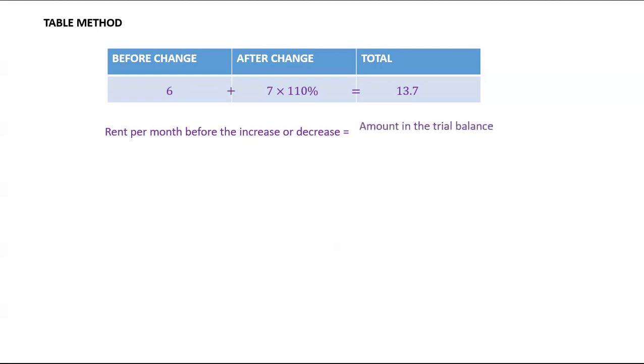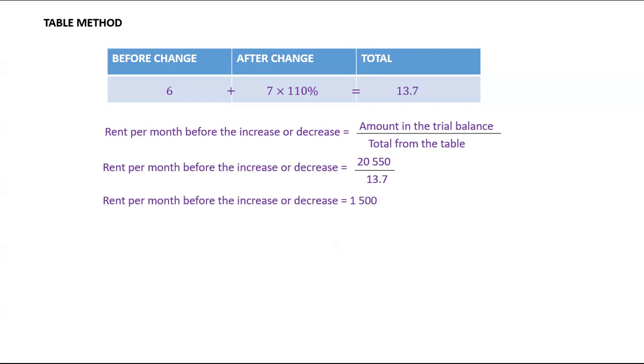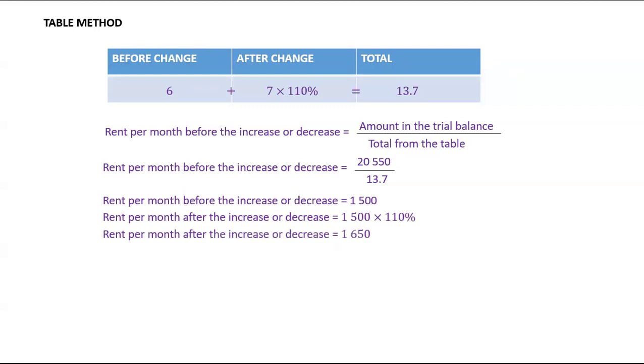You can use the table method. It's pretty much the same as what I did, even though I don't like it. Before the change, it was 6, obviously. After the change, it'll be 7 multiplied by 110%, which will give us 13.7 when you add them up. Then you're going to take the rent that you have in the trial balance divided by that 13.7 that we calculated above. It'll give you your rent before the increase or decrease, which is 1,500. Then you just have to increase it by 10%. To increase it by 10%, just take 1,500 multiplied by 110%, it'll give you 1,650.